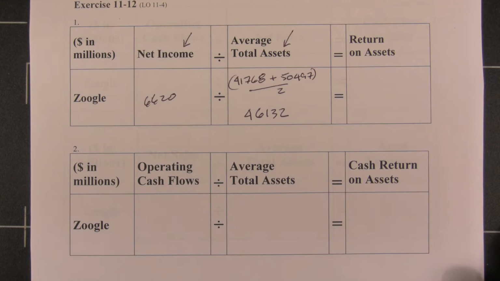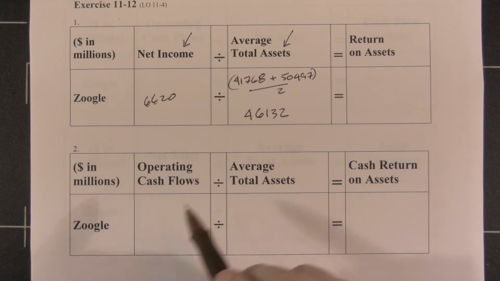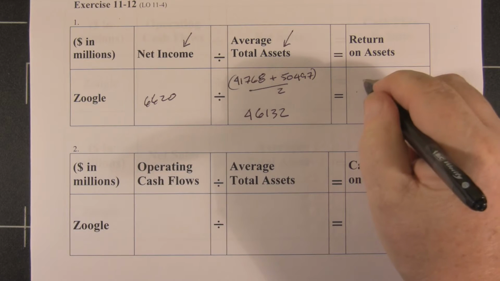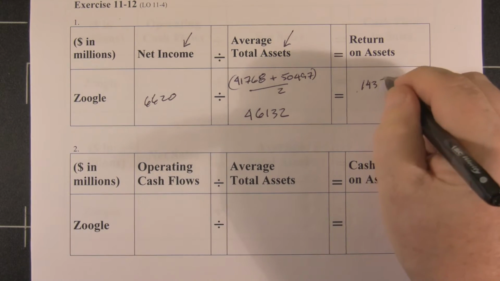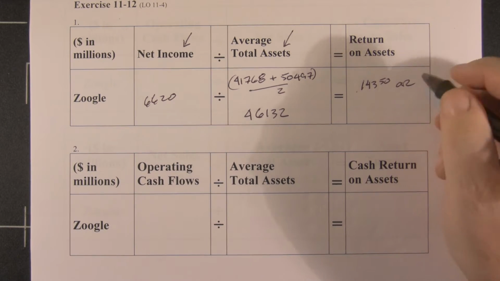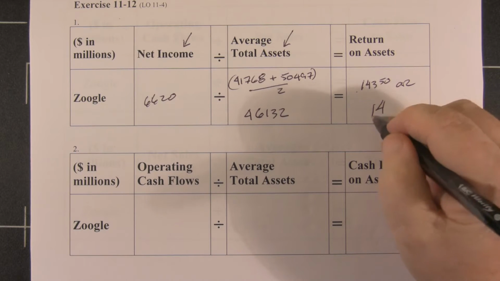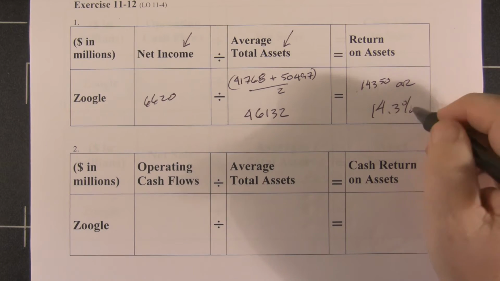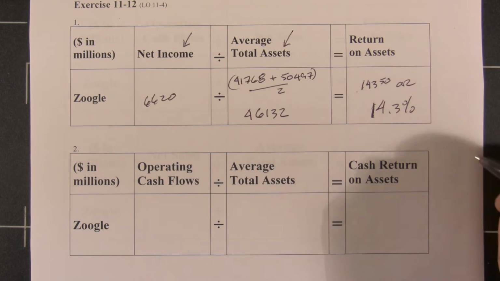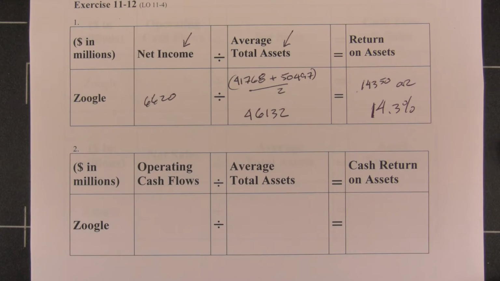Well, do the division, and you find that 6620 divided by 46,132 is 0.14350, or 14.3%. So our return on assets is about 14.3%.